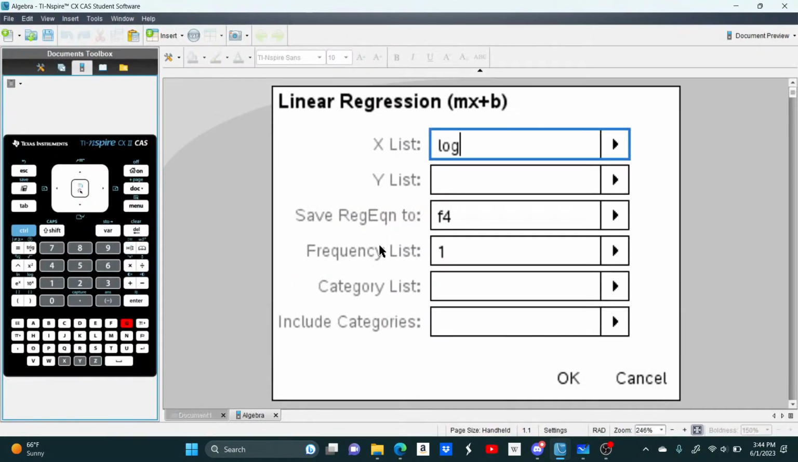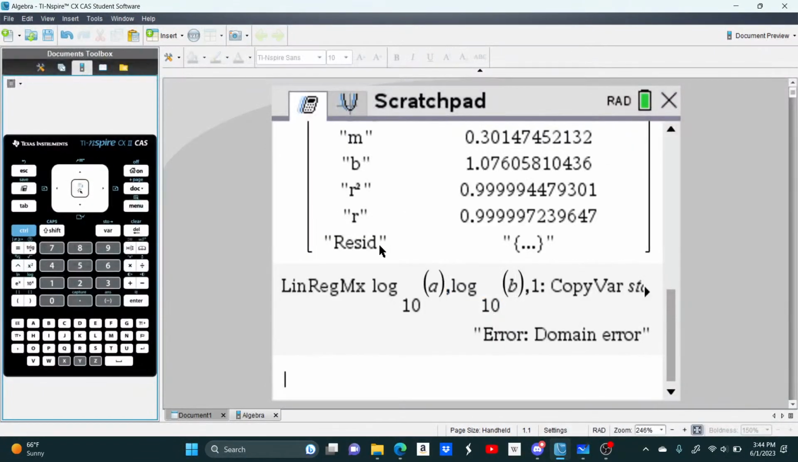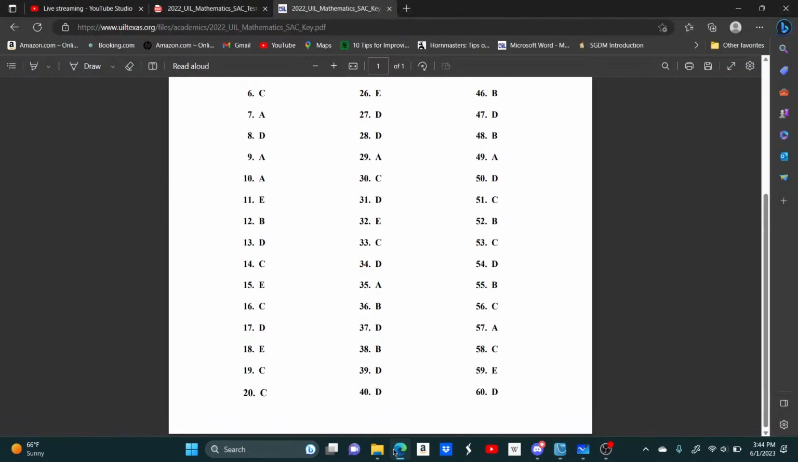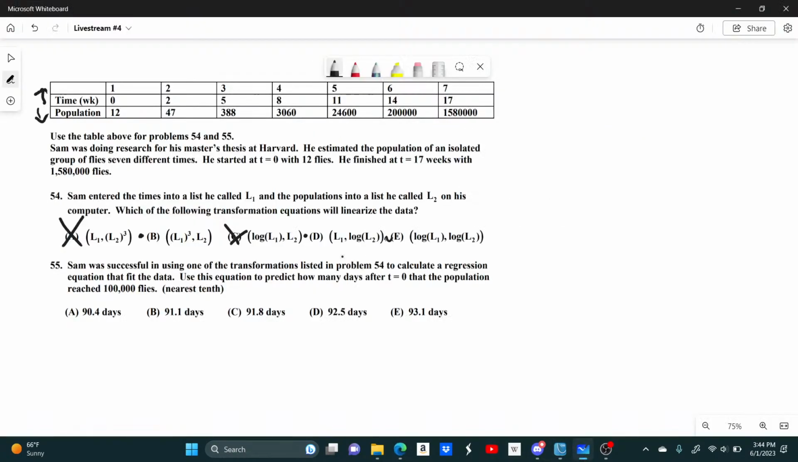So this is the log of both of them. No, oh, that doesn't work. Oh, I know why. Because you start at time equals 0, so you can't take the log of 0. All right, so that's it. We got answer choice D.